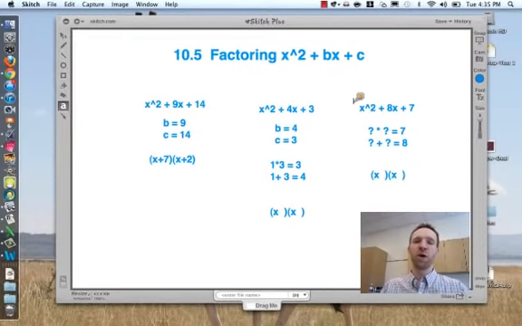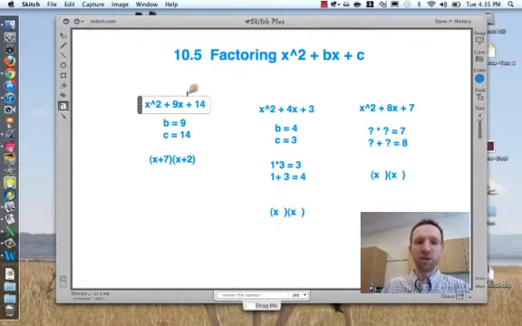Earlier in chapter 10, we learned how to FOIL. We would take an expression that looks something like x plus 7 times x plus 2. We did the FOIL trick, we multiplied it together, and we would get a quadratic equation that looked like this, x squared plus 9x plus 14. Today, the lesson of factoring is really the opposite operation. We start with a quadratic expression, and we try to do some things in our head and on paper to figure out what the two factors are that multiply together to give it to you. In this example, we're trying to figure out how to take this expression and make it look like x plus 7 times x plus 2.